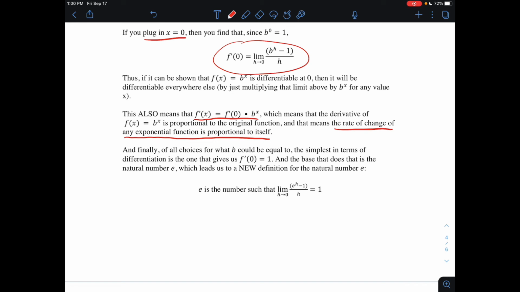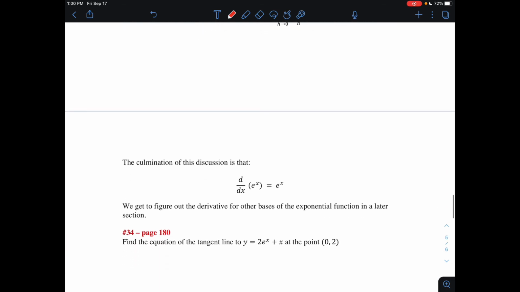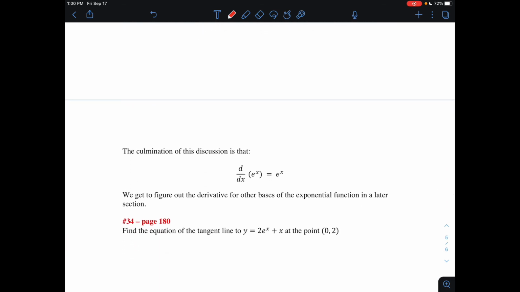And the base that does that is the natural number e, which gives us a new definition for the natural number e. e is the number such that the limit as h approaches 0 of e to the h minus 1, all divided by h, is equal to 1. The culmination of this whole discussion is this. The derivative with respect to x of e to the x is just the function itself.